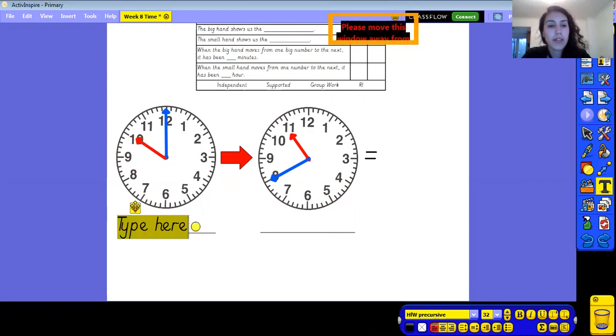Lovely, well done if you've had a go at that. So we can see here that the minute hand is pointing straight up over the o'clock, the place where we say o'clock, over that 12. So it is 10 o'clock.